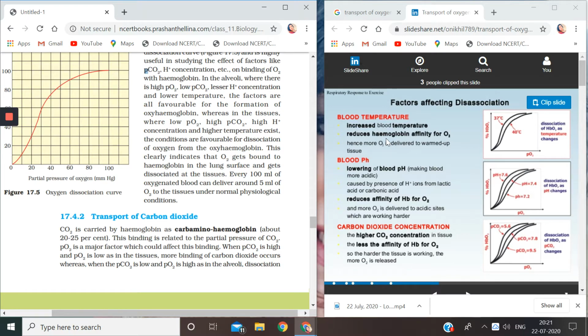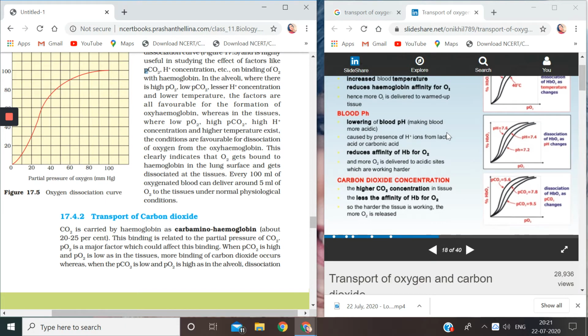This dissociation will help the tissues to take more of the oxygen. See this graph here: at 37 degrees centigrade the dissociation curve is here, but at 40 degrees centigrade, as the temperature rises, the dissociation also changes. So increasing temperature will reduce the affinity. That means the binding process will be lesser, but dissociation will be more.